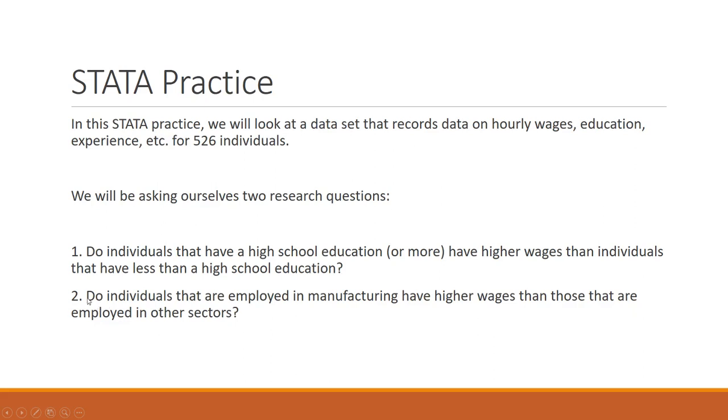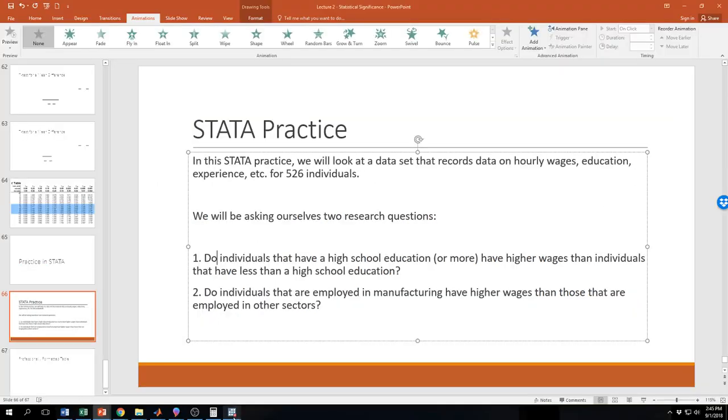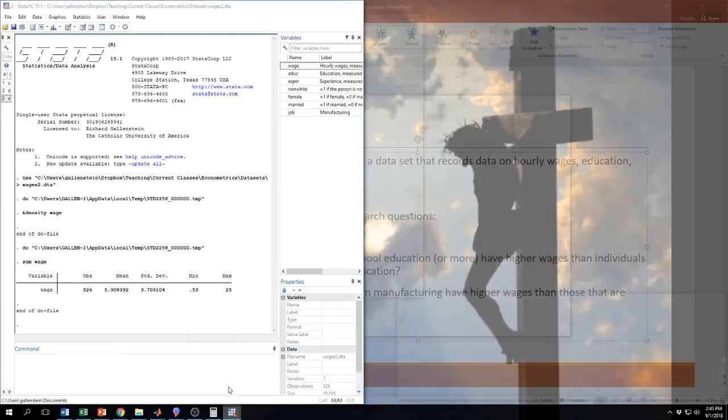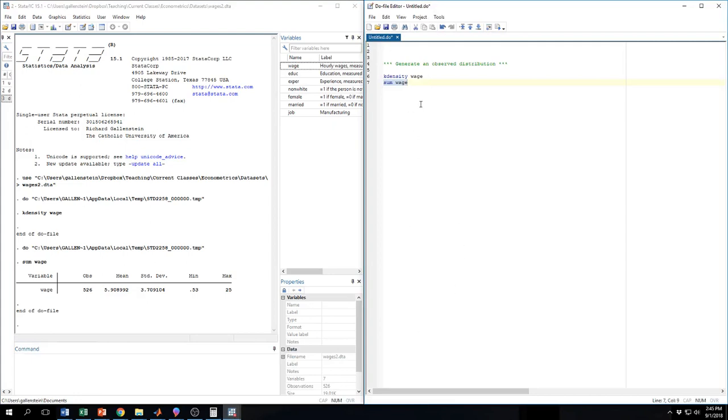Next question is, do individuals that are employed in manufacturing have higher wages than those that are employed in other sectors? These are the two questions we're going to ask. So let's open up Stata. We already opened up Stata before, so let's go back in and begin the process. Let's write down 2 research questions. Question number 1.